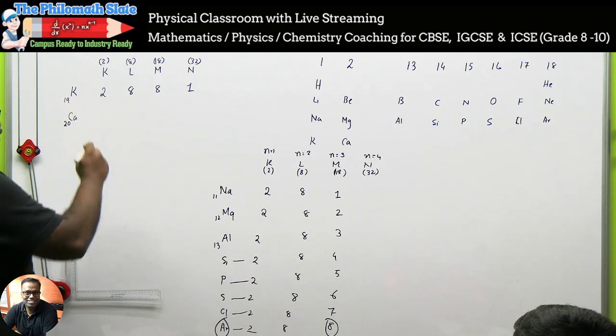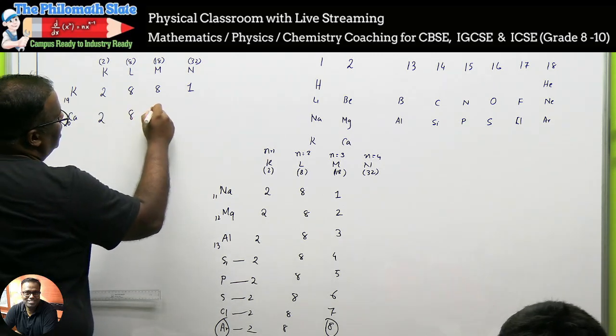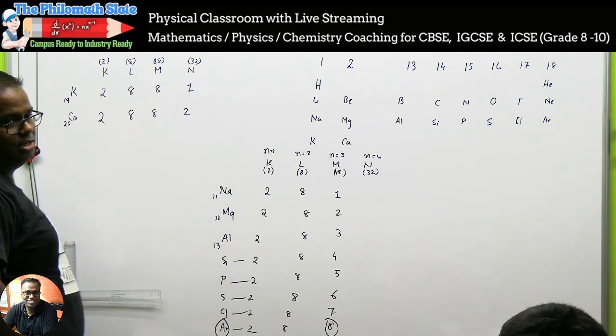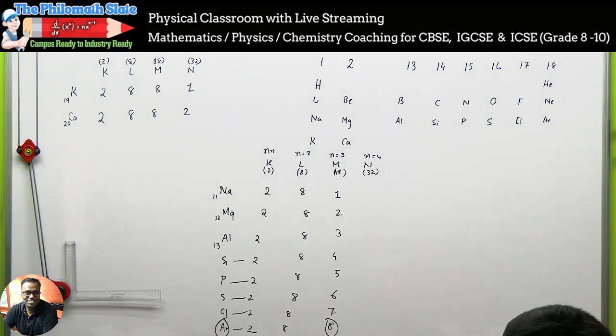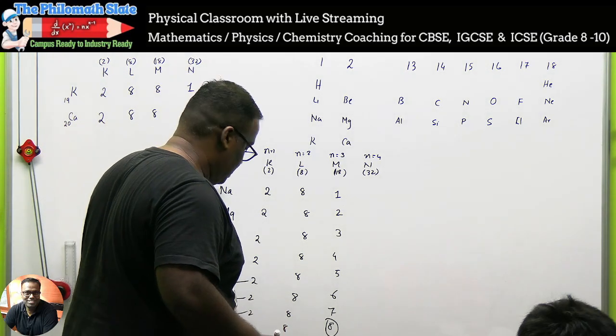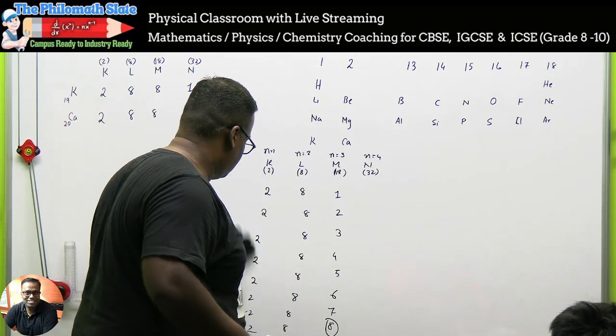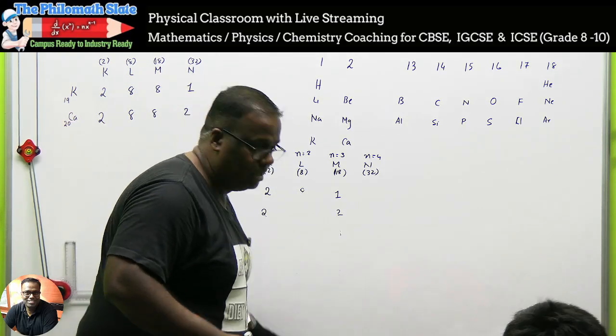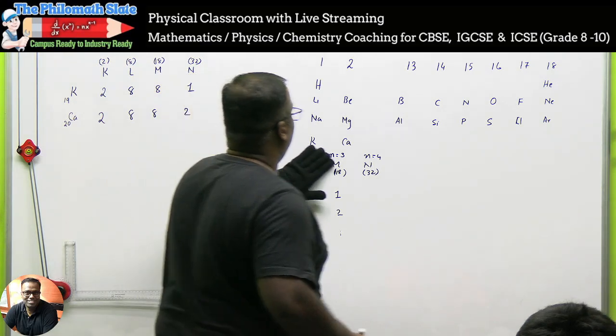And then we come to calcium. So calcium should be 2, 8, 8, 2. Did you understand? Right. So if this split is written, I am rubbing this much portion. Can I rub this?